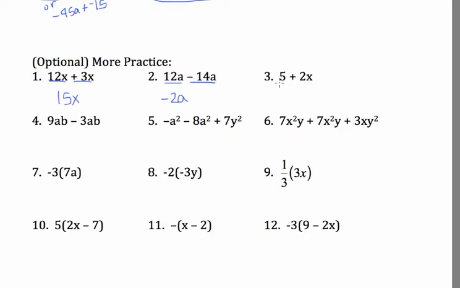I have two terms here, 5 and a positive 2x. They're not like terms, so they cannot be simplified anymore. 5 plus 2x is my answer.